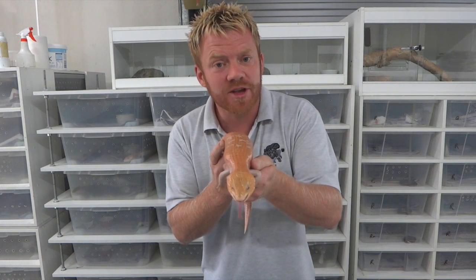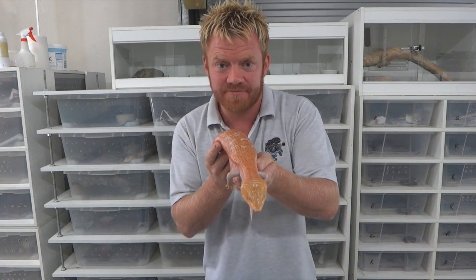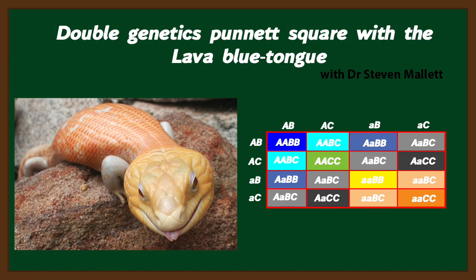It's time for the classroom again, and Dr. Steve. Hey guys, Steve here. Today I'll be showing you how to use Punnett squares for double genetic animals. The example we will use is the larva bluetongue.